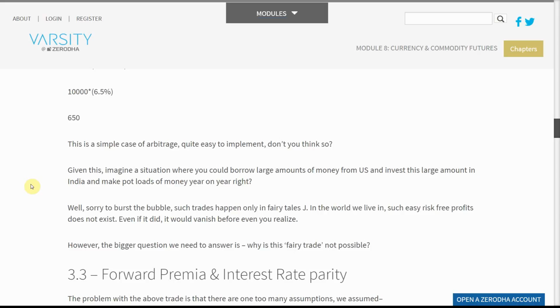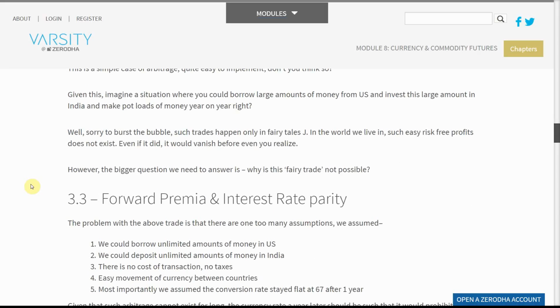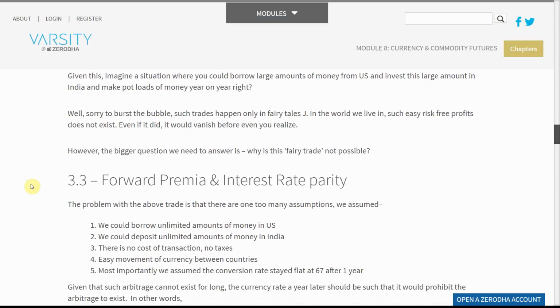Given this, imagine a situation where you could borrow large amounts of money from the US and invest this large amount in India and make pots of money year on year, right? Well, sorry to burst the bubble. Such trades happen only in fairy tales. In the world we live in, such easy risk-free profits do not exist. Even if they did, they would vanish before you even realize. However, the bigger question we need to answer is, why is this fairy trade not possible?